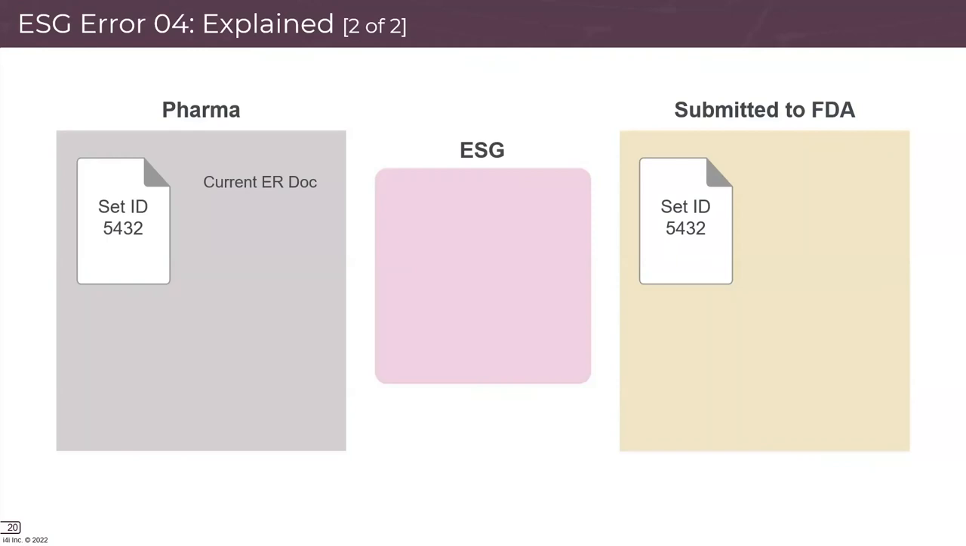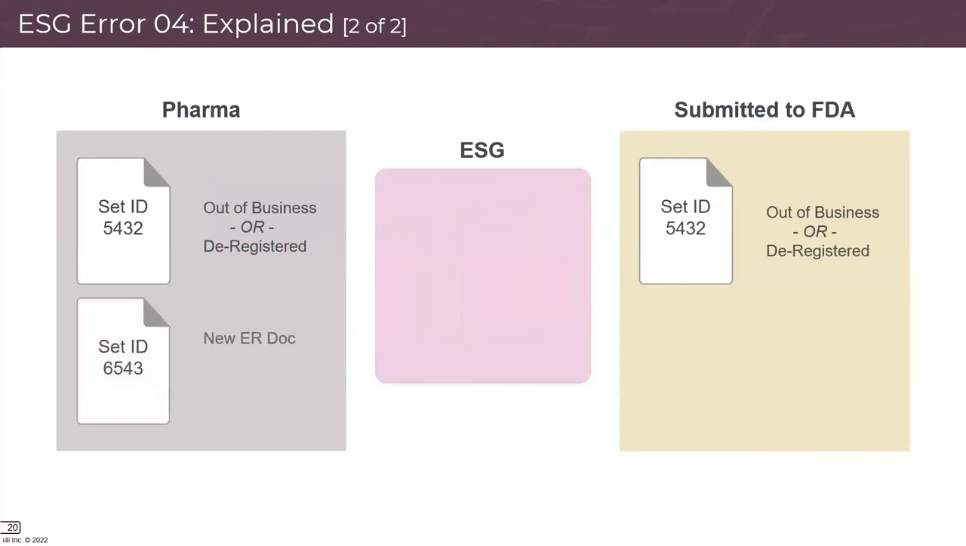So in this scenario, we would create an out-of-business ER document, and we would submit that out-of-business ER document via the ESG. The out-of-business ER document is accepted, and then a new ER document is created that has a new set ID. Submit this new ER document to the ESG, and then the new ER document is accepted.